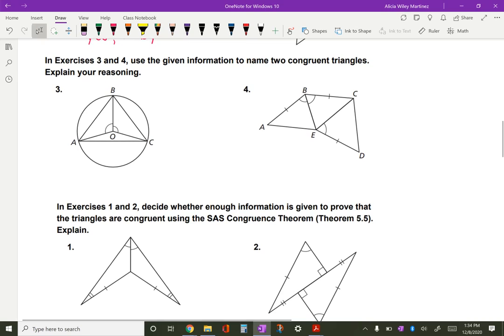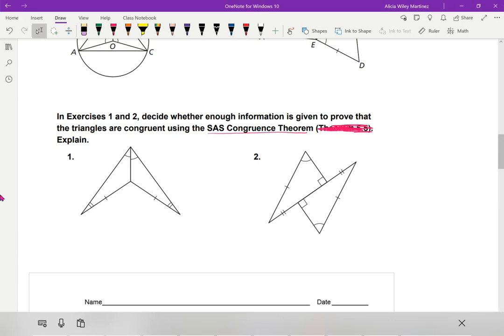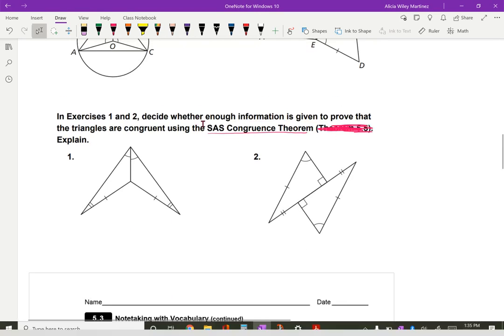Let's look at this. Actually, let's go down to these two problems because these ones are more like the ones up above. So in exercises 1 and 2, this is again stating if they are congruent using the side-angle-side congruency theorem. So I'm going to cross out that number. Okay, so let's see what we have in this problem here. Okay, so in this problem here, okay, one thing that I know is obviously all the things that are given to us, right?